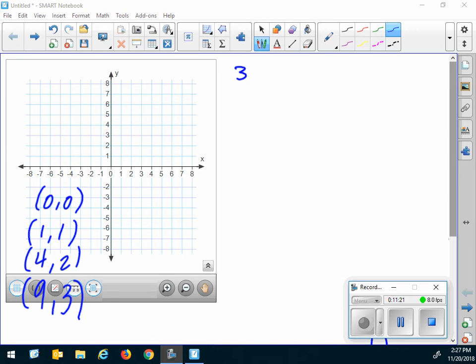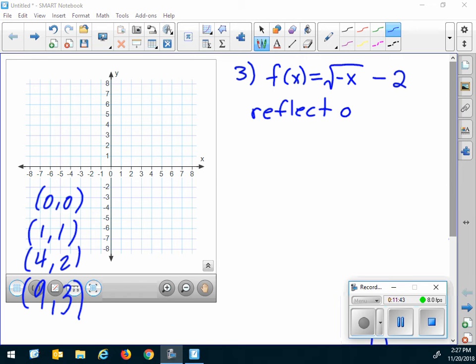Number 3. Here we go, number 3. f(x) equals the square root of the opposite of x, minus 2. All right, we're going to write down the transformations in words. Good. Zoe said there's a reflection over the y-axis, and down 2. Good.